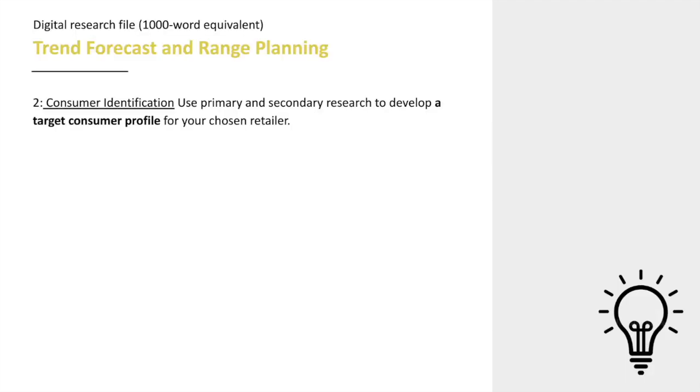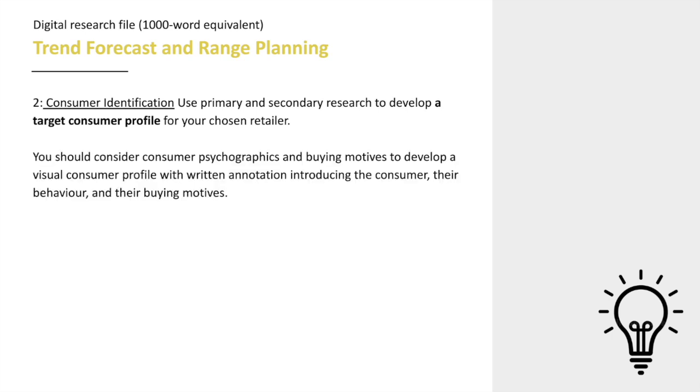So let's look at point 2, what you need to do here. Consumer identification. So using primary, which is your primary research, your questionnaires and focus groups you did last week, and secondary research to develop a target consumer profile for your chosen retailer. So for your secondary research, you can also use things from places like WGSN, Mintel, LSN Global to back up any information on consumers as well.